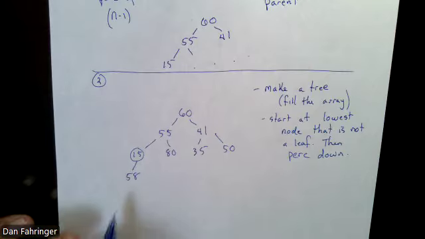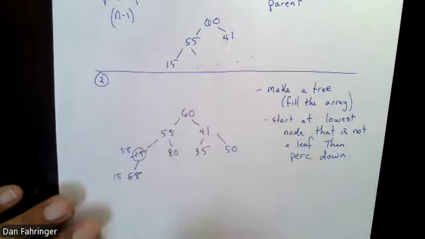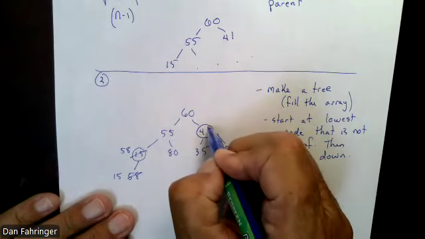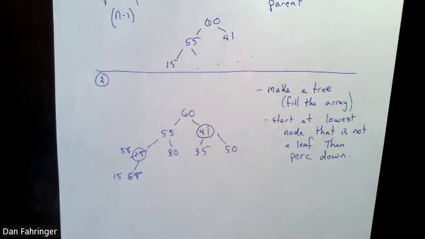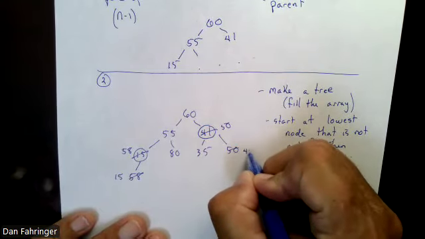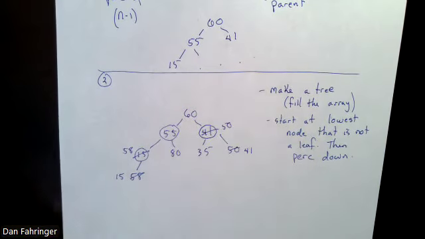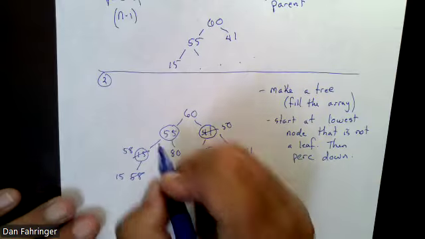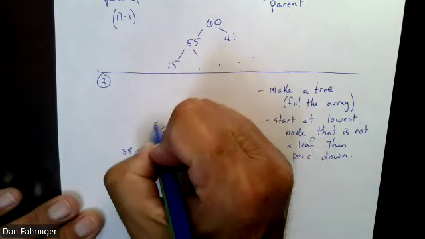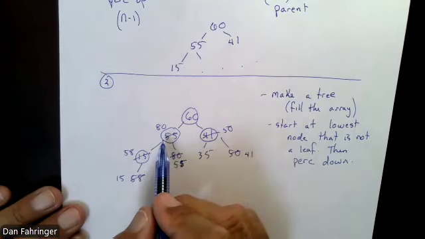All right, so I'm going to percolate down starting at 15. There goes 15. There goes 58. The next one I'm going to take a look at is 41. Percolate down. 50. 41. The next one I'm going to look at is 55. Yep. Percolate down. 55, 80. The last one I'm going to look at is 60. I'm going to percolate down.